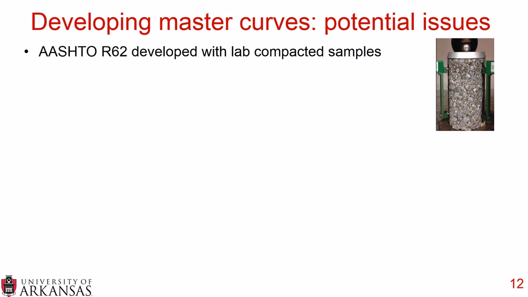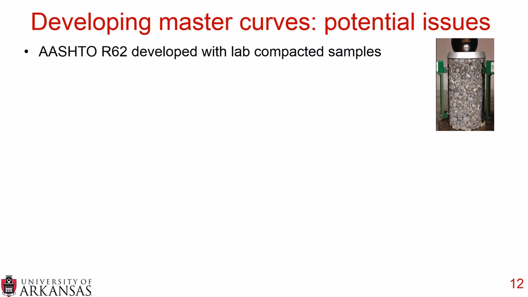Now, what are some potential issues with that? We went over some basic 101 of how to create a master curve. We went over some of the equations. We went over some tricks of the trade in order to get those initial coefficient values. But what are some potential issues that we have?